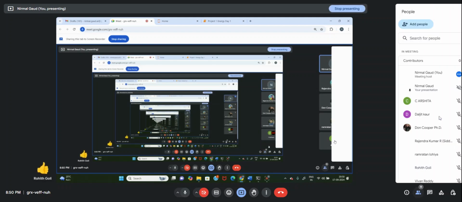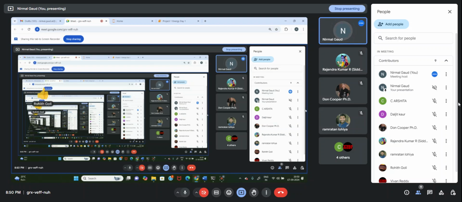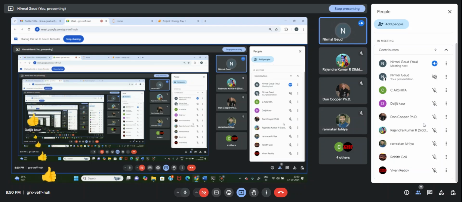Am I right, Arshita? Okay, Rohit is also saying that is she a girl there because she is right now a student. Okay, Rajan sir also said.